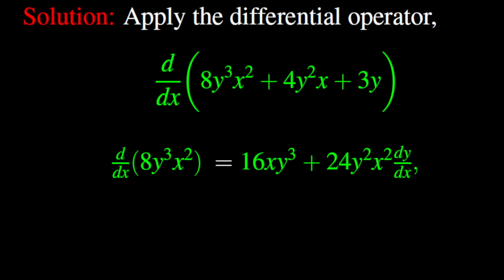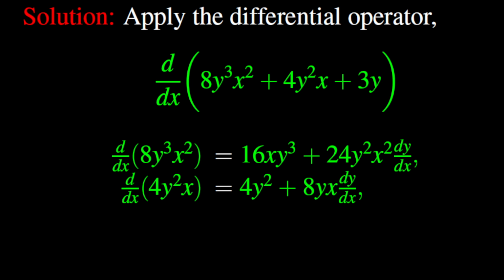The left-hand side of this equation has three terms. We have to differentiate each of these terms. Using the fact that the derivative of a constant is always 0, and the power rule, we obtain d over dx of 8y to the power 3 x to the power 2 is 16xy cubed, plus 24y squared x squared times dy over dx. D over dx of 4y to the power 2 x is 4y squared, plus 8yx times dy over dx. D over dx of 3y is 3 times dy over dx.